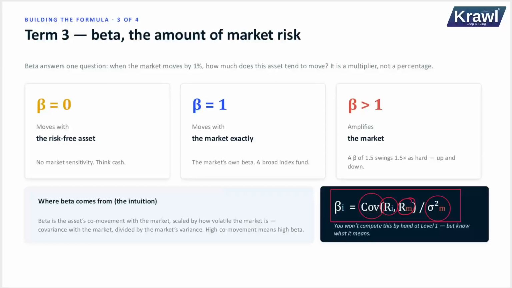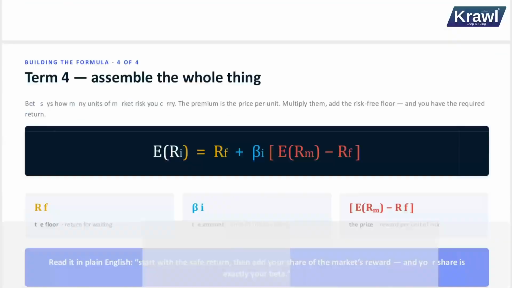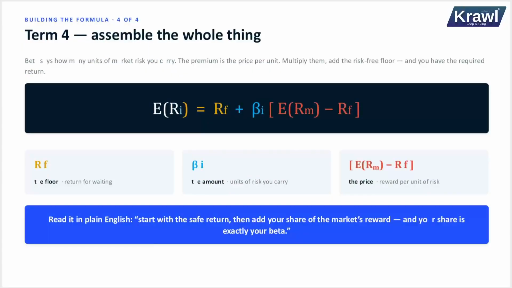And then we get into the last term, the fourth term, where we place all of this together. And how do you do this? You have got three pieces. Beta tells you how many units of market risk you carry. The premium tells you the price of each unit, and the risk-free rate, that's your floor. So you multiply beta by the premium, that's your total risk reward, then add the floor and you are done. And that is how the whole thing works.